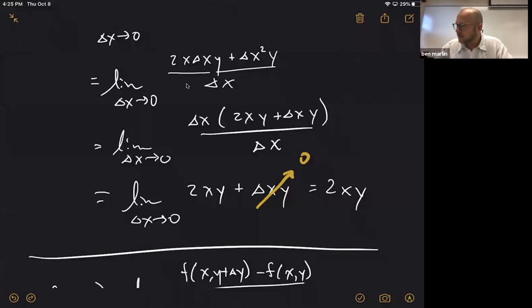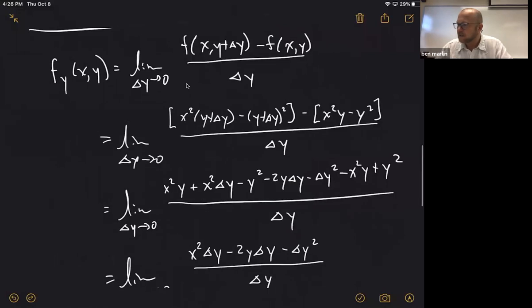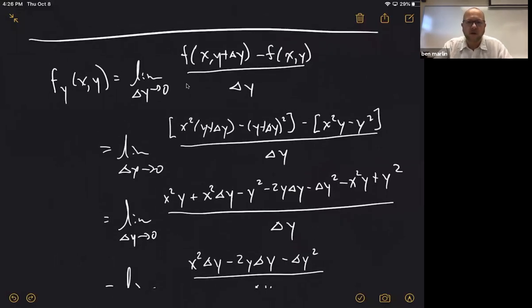All right, then we're going to take a look at doing the partial with respect to y here. And just like before, we're substituting in, it's y plus delta y instead of x plus delta x.